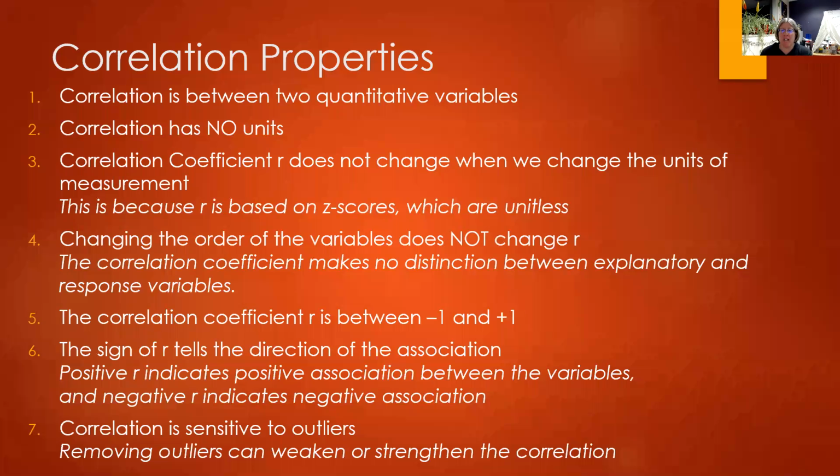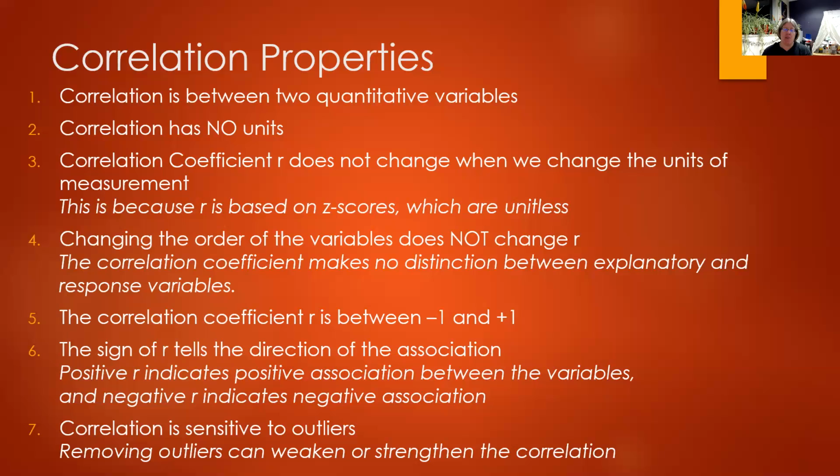All right, now that we've looked at how to find the correlation coefficient and exactly what it does, let's look at some of the properties. So correlation needs to be between two quantitative variables. If you don't have a quantitative variable, this is not a process you can use. Correlation has no units, and we saw that was the case with the process of standardizing those scores. And because they have no units, the value of R doesn't change if we were to change the units.